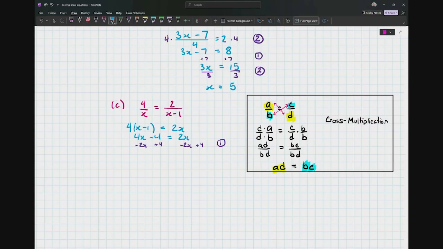2x taken away from 4x leaves us with 2x. And 4 added to negative 4 cancels. And we've canceled the x's on the other side and left us with 4. Well, 2x equals 4. We divide that by 2, and that's the same thing as multiplying by a half. That's the multiplication principle, leaving us with x equal to 2 as our single solution.